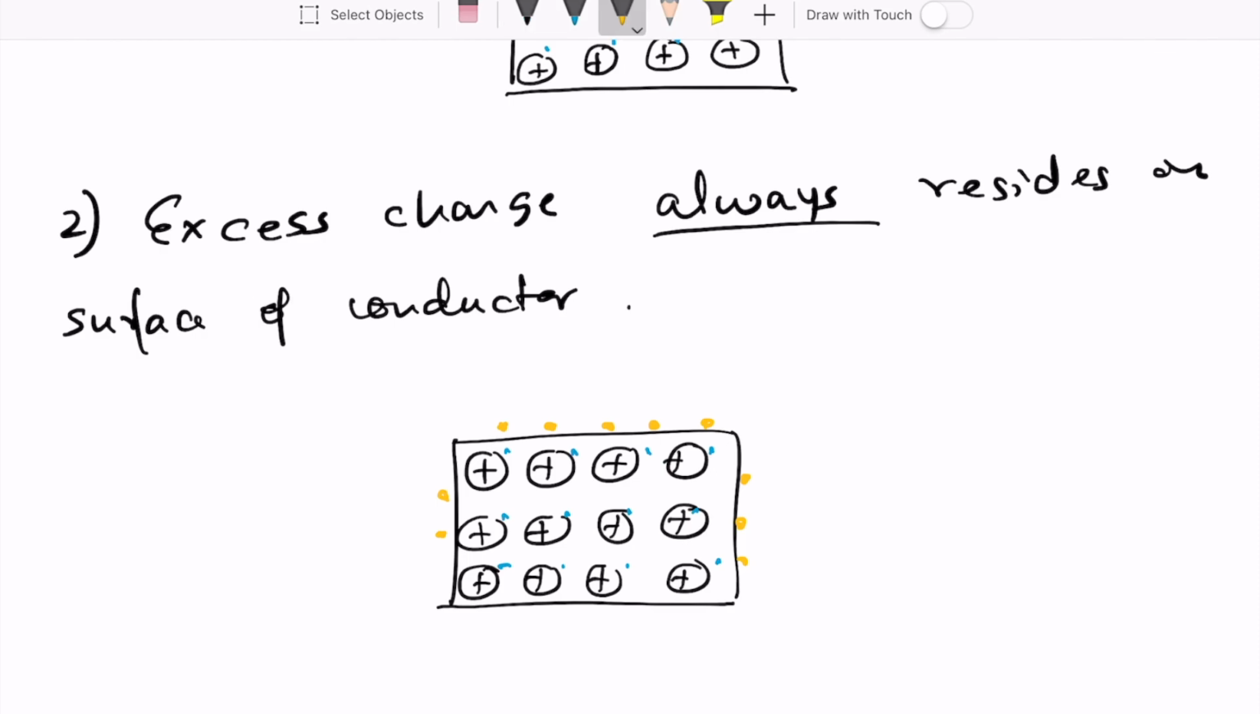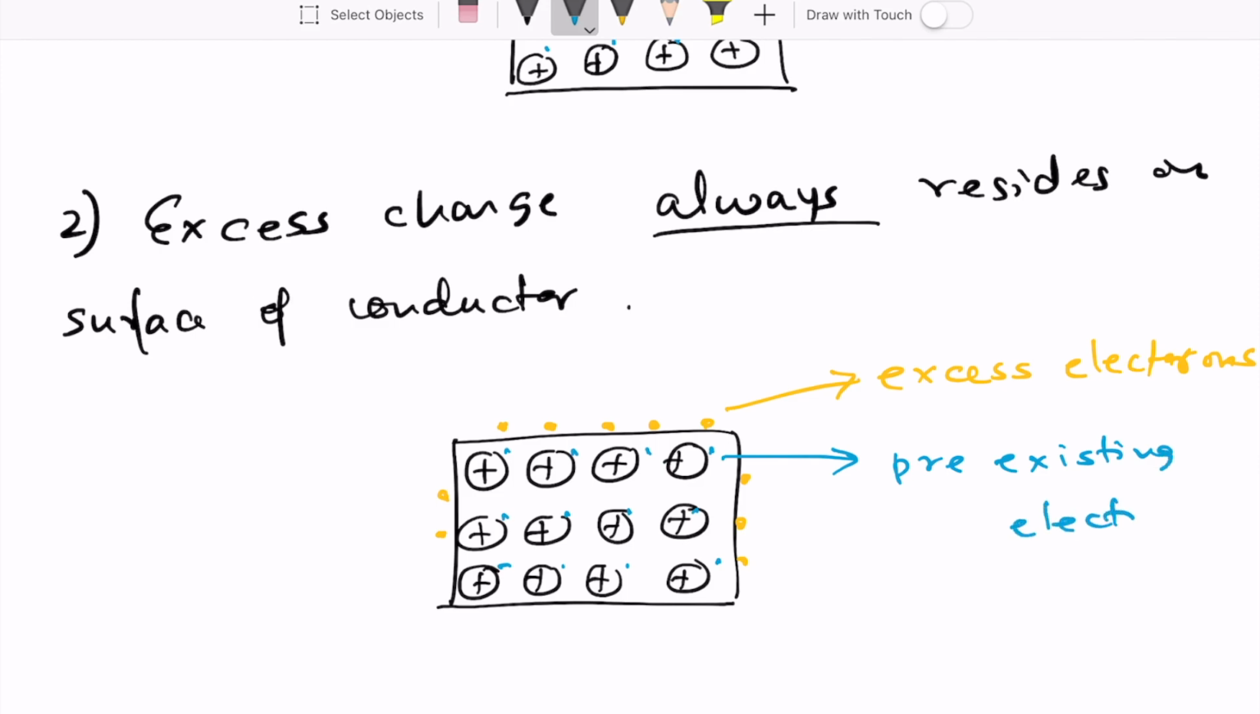So these are the excess electrons, in this case. But you could transfer positive charge as well. And these are the pre-existing electrons that were already there. Okay, so the point is that the excess charge will always reside on the surface of the conductor.